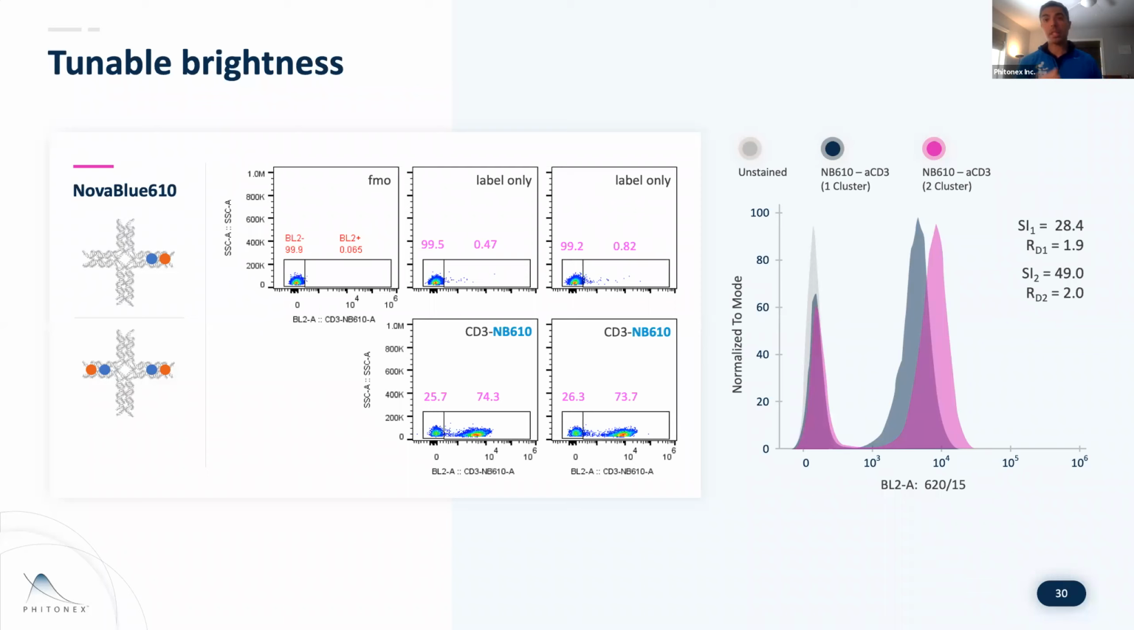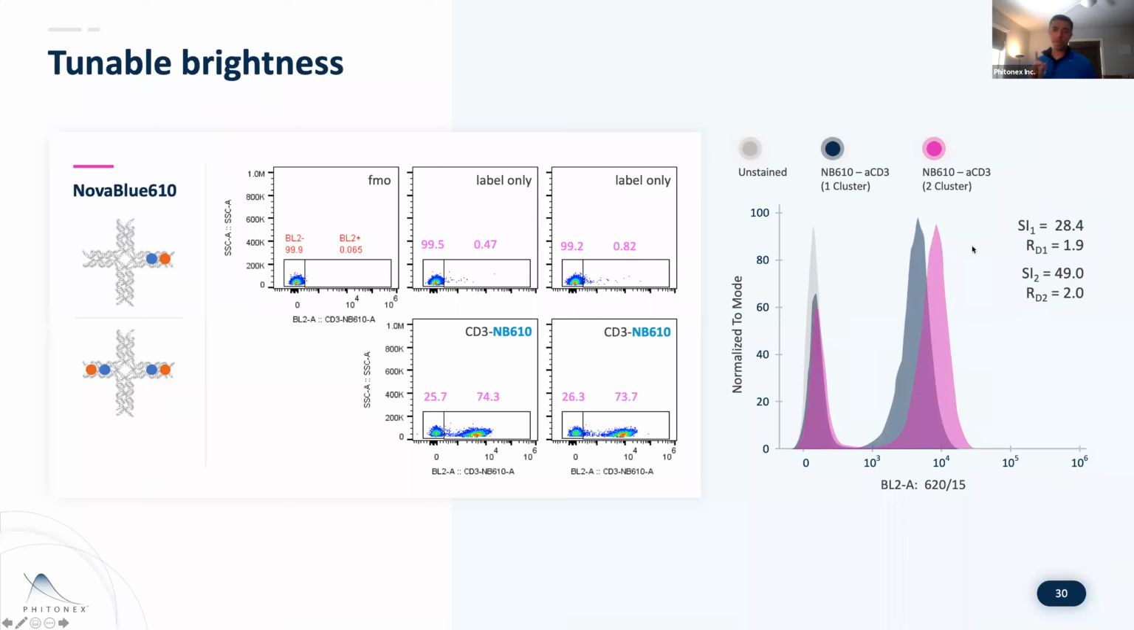And then what we can do is compare the CD3 that's been conjugated to a 1 cluster NovaBlue and the one that's been conjugated to a 2 cluster NovaBlue. And you can in fact see here that it is twice as bright, right? We're looking at this on a bi-exponential scale, where it's logarithmic, really out past probably 10 to the 2 in this case. And you can actually see it's twice as bright.